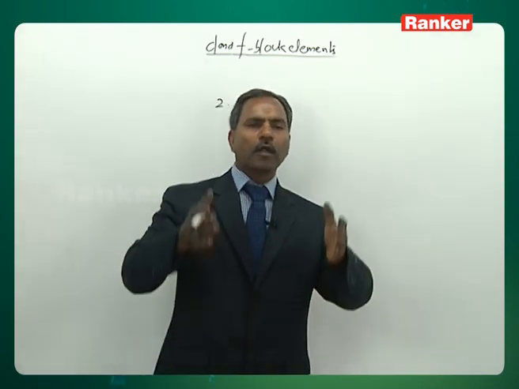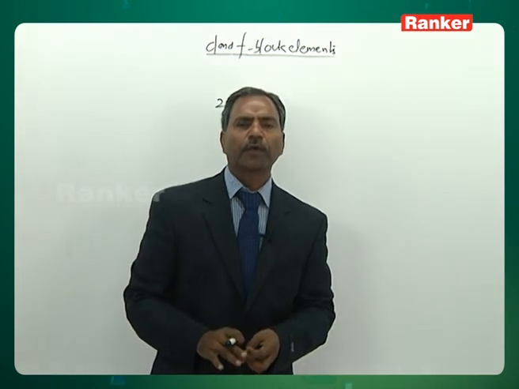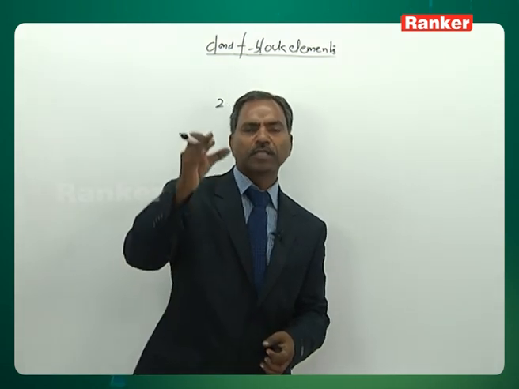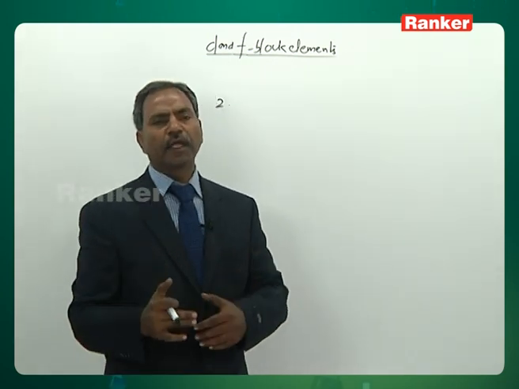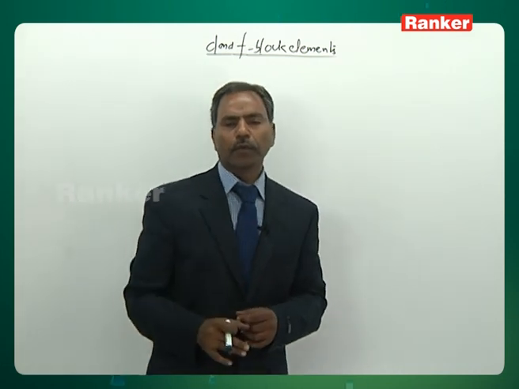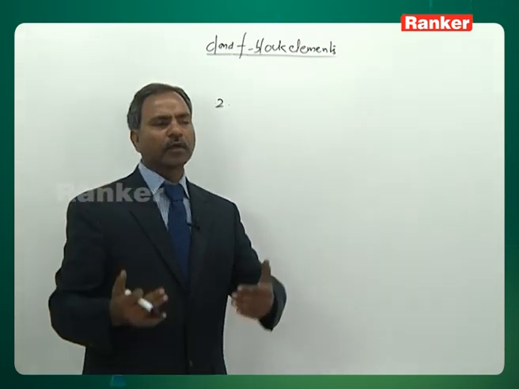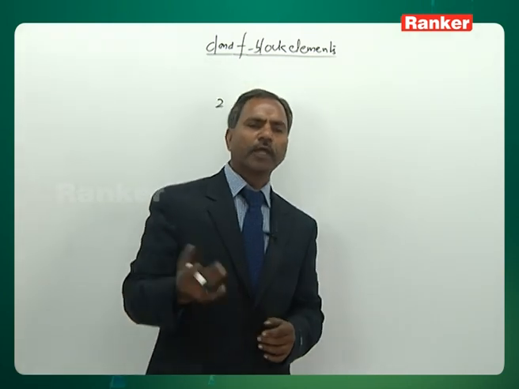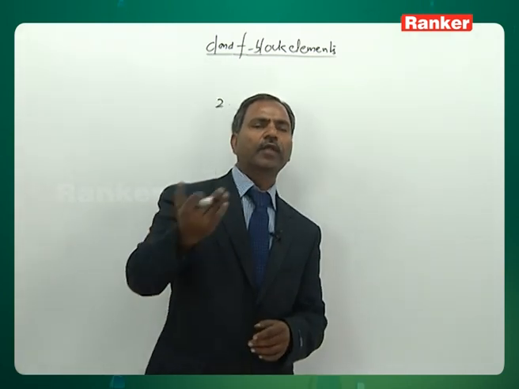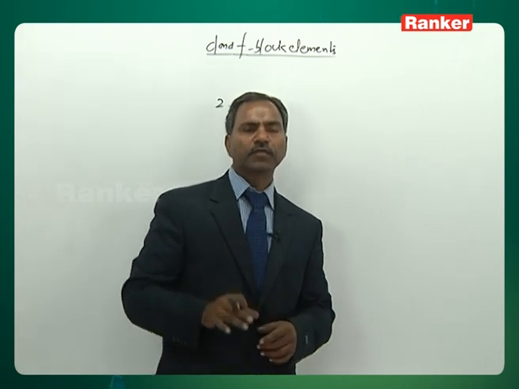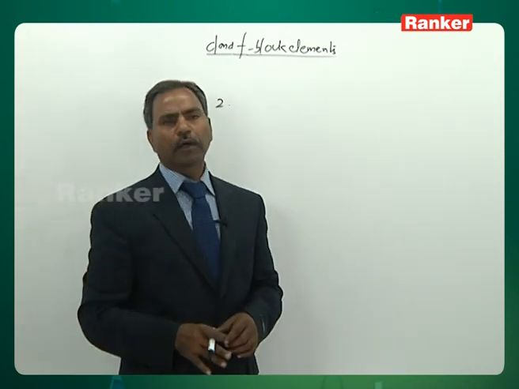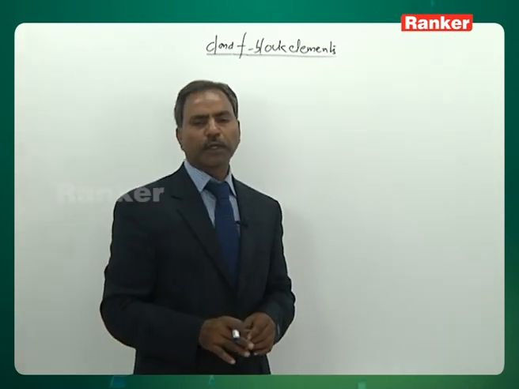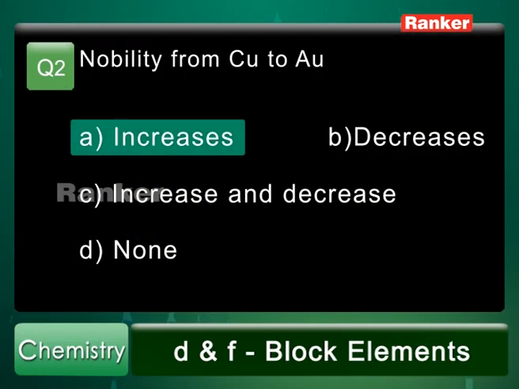Why does it increase from copper to Ag, Ag to Au? As the mass number is increasing, their reactivity decreases and nobility increases. Therefore, copper to Au nobility is increasing. It may be due to, in the case of the 5d series of elements, the lanthanide contraction effect and the presence of lanthanide elements. All these are reasons for nobility increasing from copper to Ag, Ag to Au, and Au is commonly called a noble metal. In this case, the answer for the second question is A.